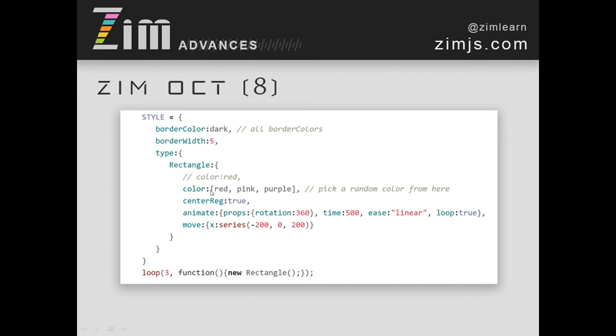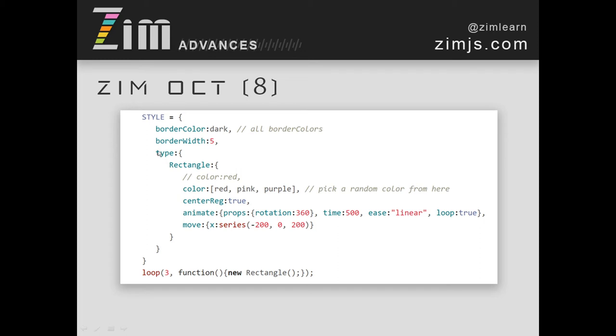So the color will be picked from this array. Remember ZIM pick, ZIM V values. We're centering the reg. We're animating here in styles, and we're moving again with a ZIM pick of a series. So the first rectangle that gets made will be moved minus 200 in the X. The second one 0. The third one will be moved 200 in the X. And so there we are looping and making 3 rectangles that will receive these styles.